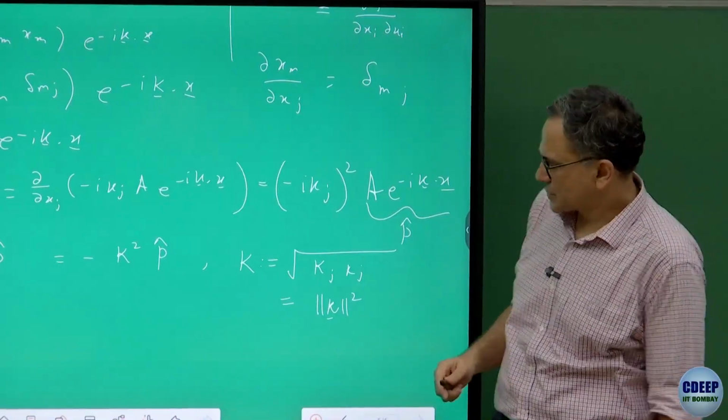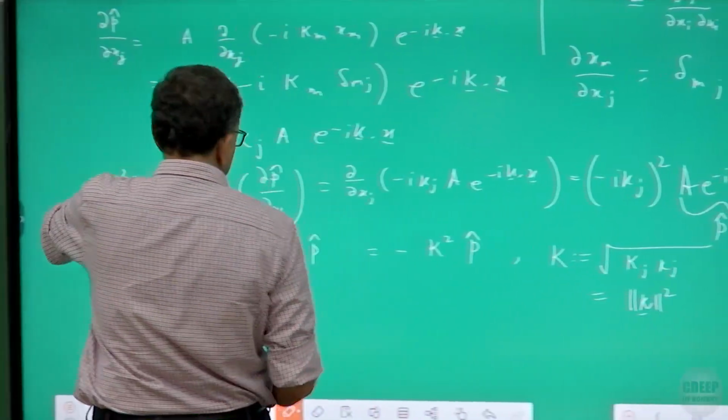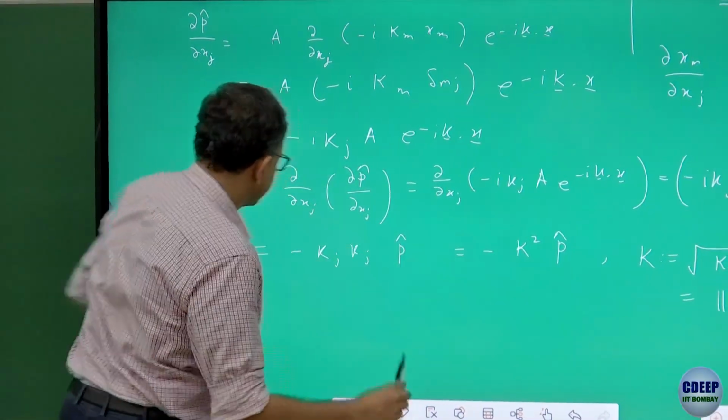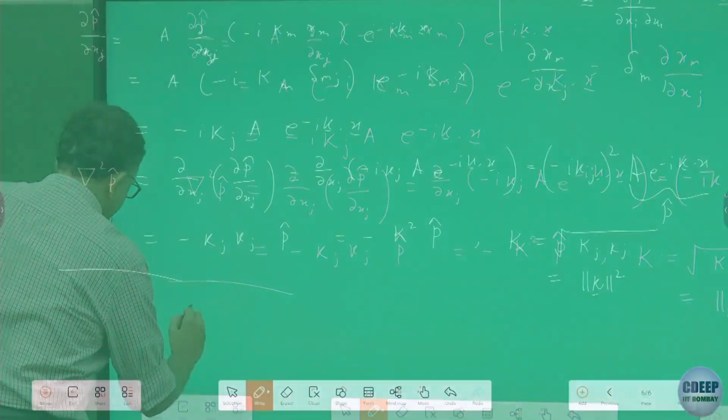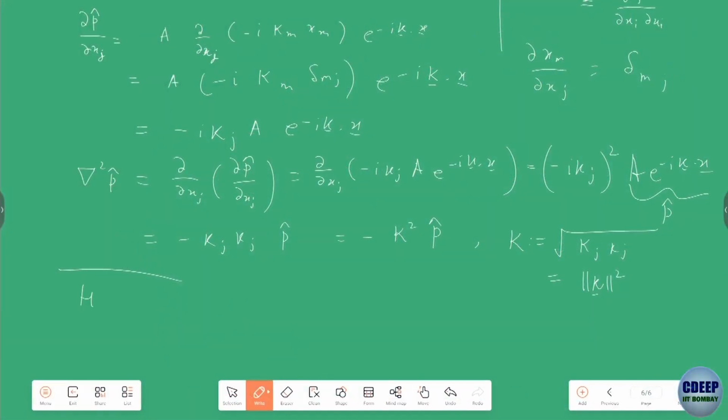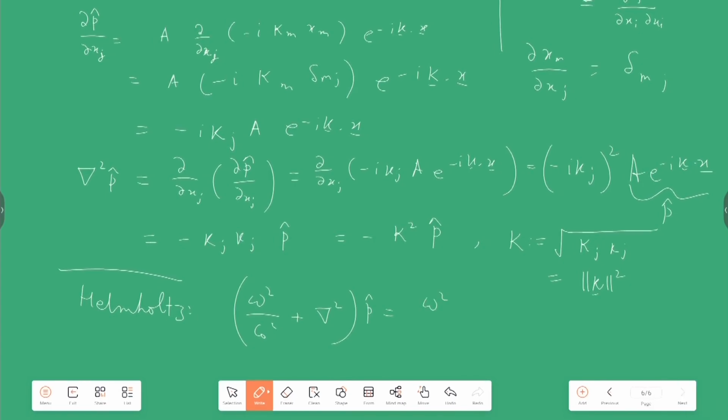But first we just showed that del square p becomes this thing, and we have to satisfy the Helmholtz equation. So now we check, can we satisfy it? We had omega square by c naught square plus del square p hat, which is omega square by c naught square minus kappa square, times p hat, equal to 0.